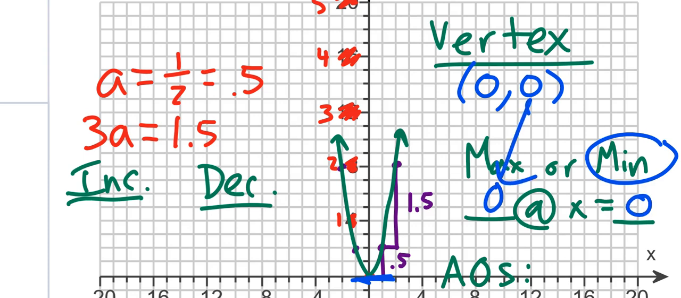Remember, you're just taking that y value there and that x value there, for those of you trying to remember that. Axis of symmetry, people. What do we got? Axis of symmetry. I got to vote for x equals 0.